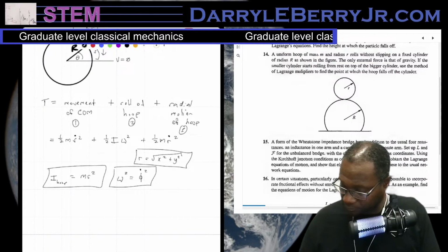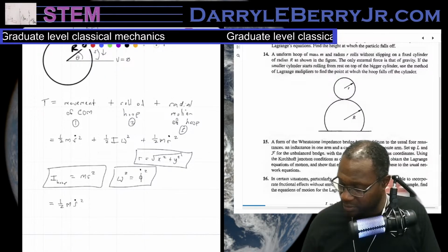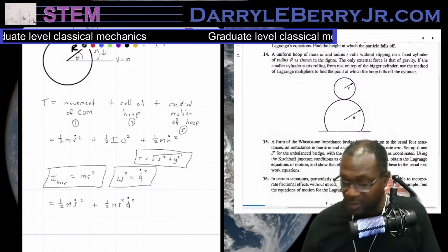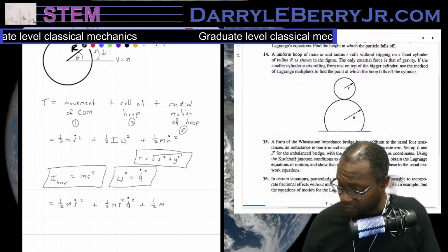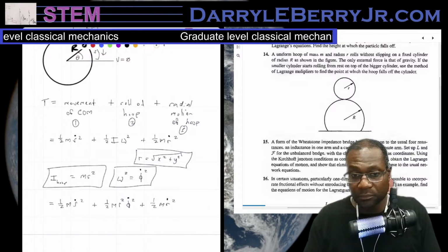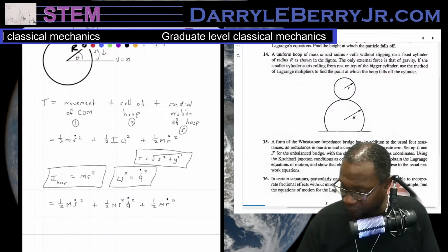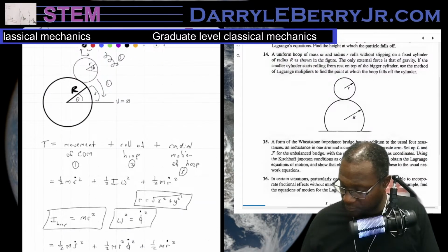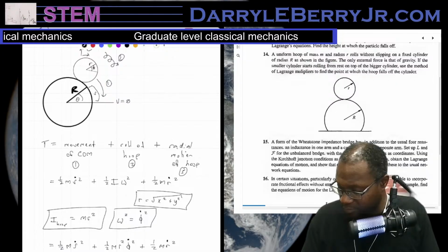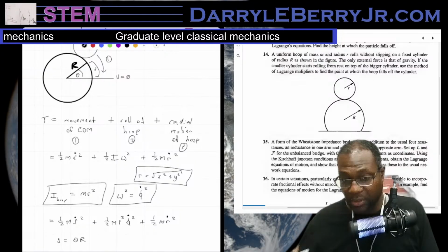That's just an aside. So we have T is 1/2 m s dot squared plus 1/2 m r squared phi dot squared plus 1/2 m r dot squared. Another thing we can do is put S in terms of theta. So this is the movement of the center of mass of the hoop across S, and S equals theta big R.